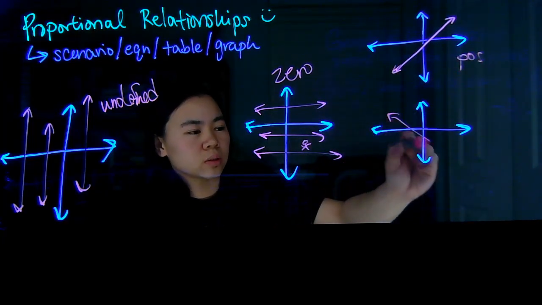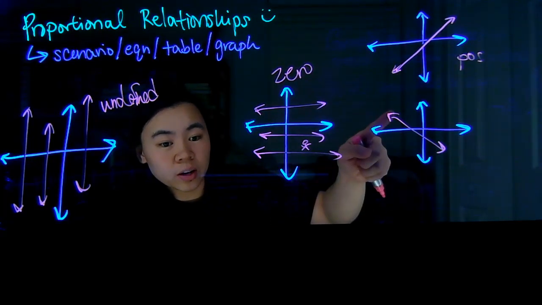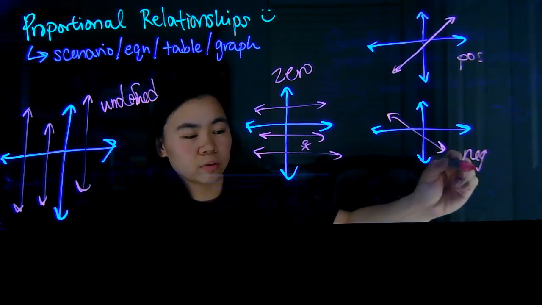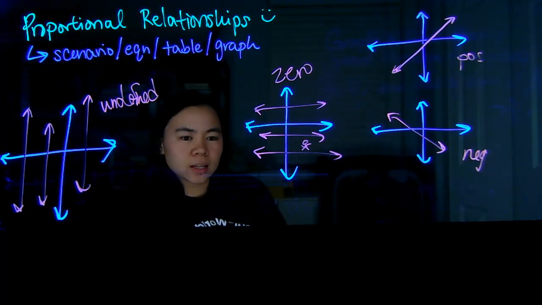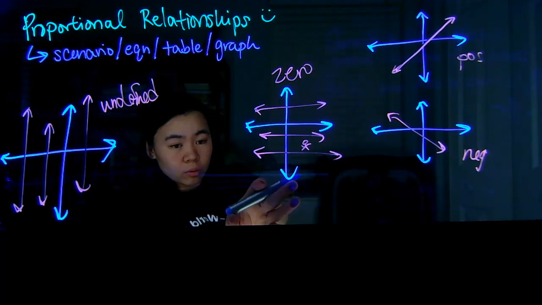What about this one? Okay, starting from the left arrowhead and going to the right, it's going down. So this one is negative. I also want to say that for positive and negative, it can be very flat, almost 0, but still positive.